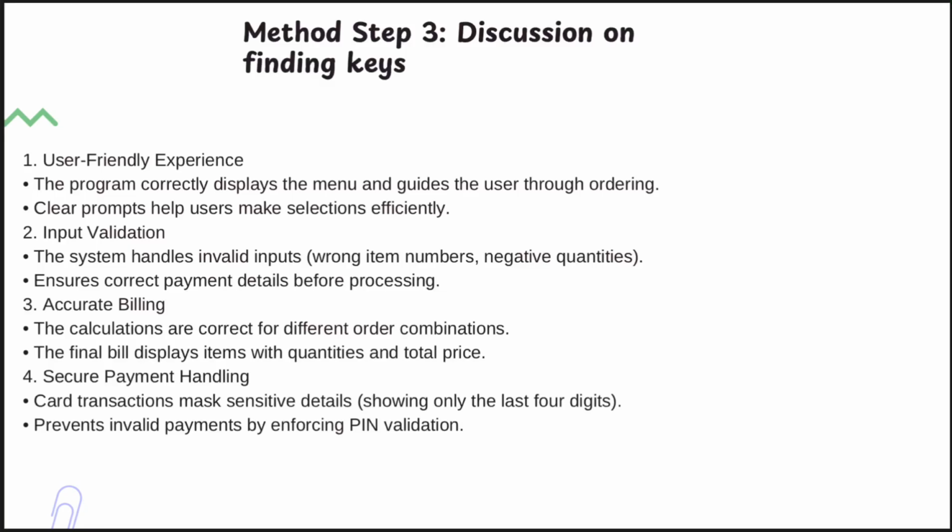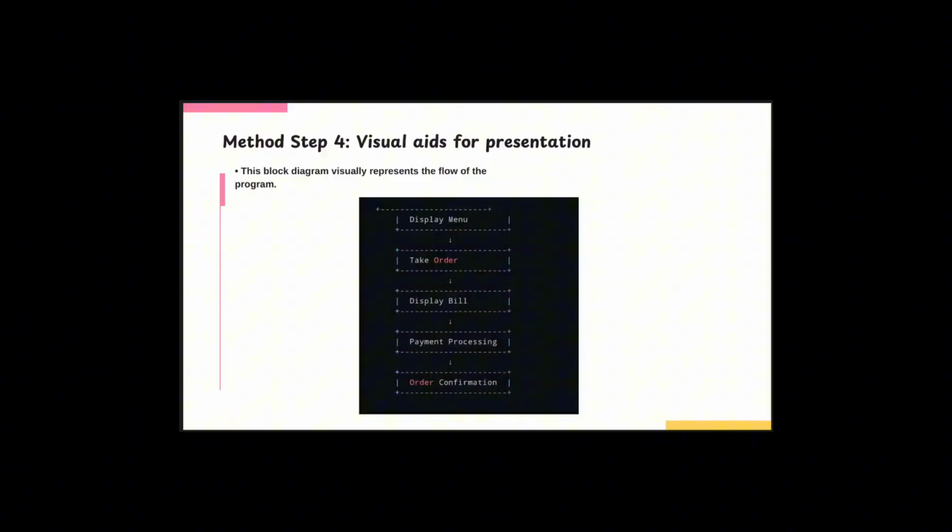And next, accurate billing. The calculations are correct for different order combinations, and the final bill displays items with quantity and total price. And lastly, secure payment handling. Card transactions mask sensitive details, showing only the last 4 digits. It prevents invalid payment by enforcing PIN validation.